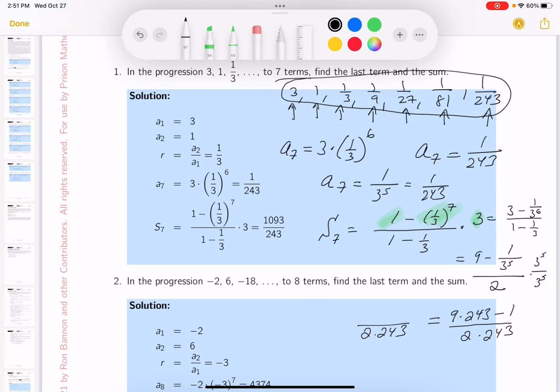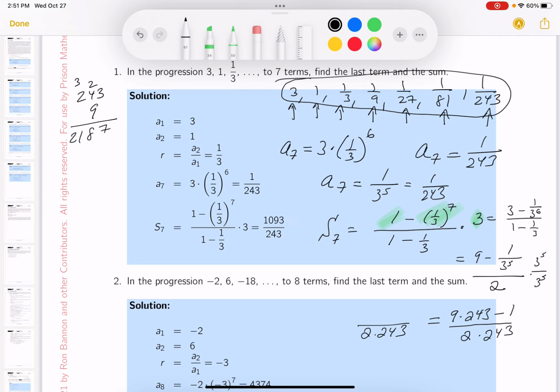So 9 times 243. I don't know how I did that. 9 times 3 is 27. 36, 37, 38. 9 times 2 is 18. I forgot to do the 3, I guess. I don't know what I did. 18, 19, 21.